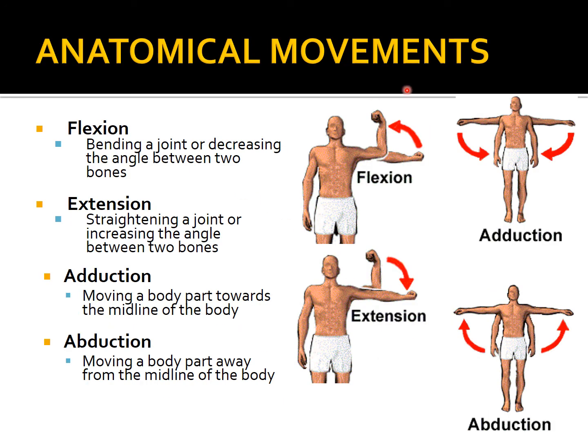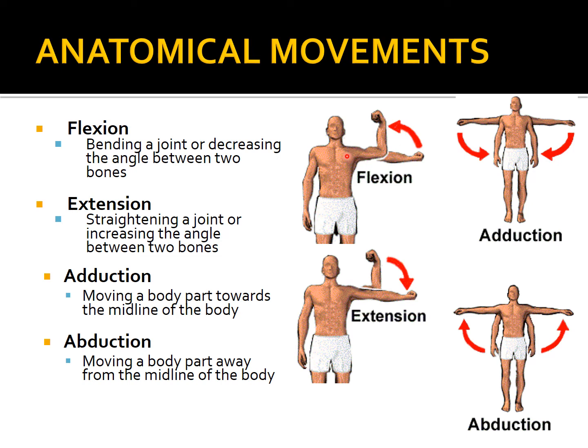Certain other anatomical movements. What is the meaning of flexion, extension? Flexion means bending a joint or decreasing the angle between two bones. These movements take place particularly in a joint. So this is flexion taking place at the elbow joint.